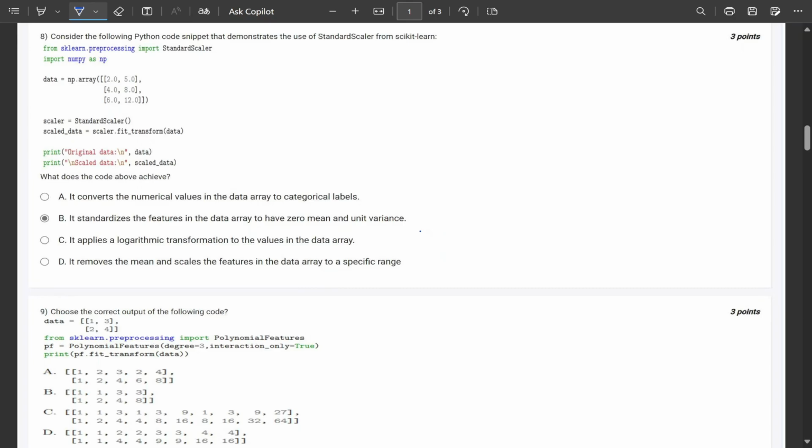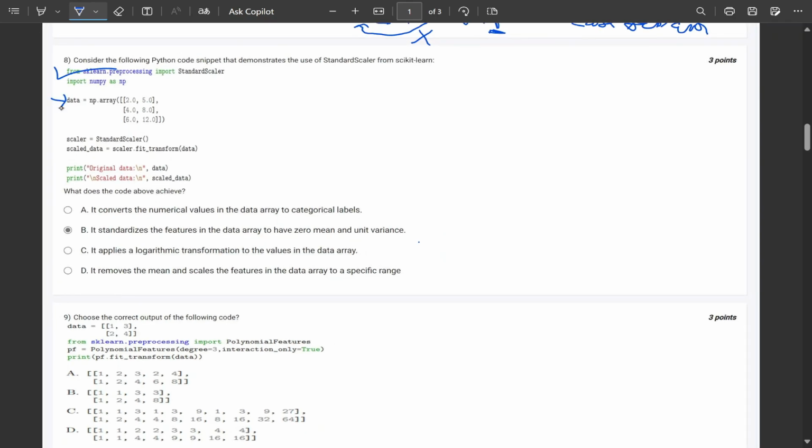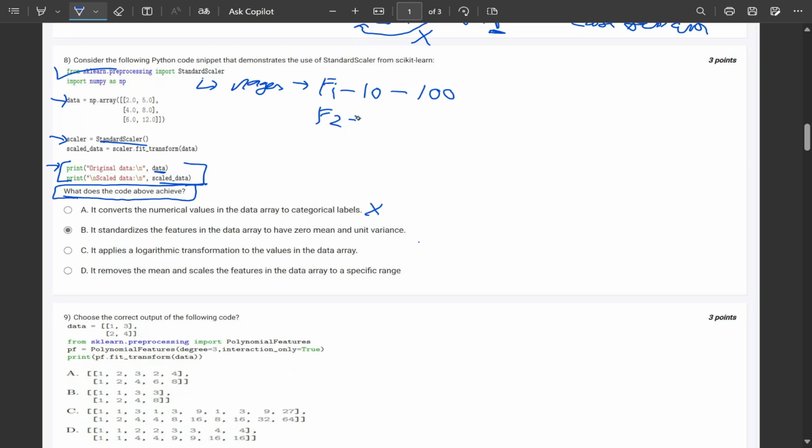In this particular question, you have this particular code and this particular data, and you have to apply StandardScaler. What will be the original data and what will be your scaled data? It simply asks what the above code achieves. It doesn't ask what the output will be, right? Converts the numerical values in the data array to categorical labels? No, that's not the thing. StandardScaler basically scales your data. If you have data at different ranges, say one particular feature in the range of 10 to 100 and feature 2 in the range of 1000 to 8000, then the model will tend to prefer this particular feature more because it has larger values, right? So the weights assigned to this will be more.